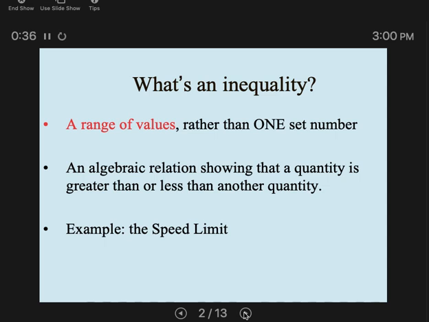An example would be the speed limit. If the speed limit says 70 miles per hour, you don't have to go exactly 70. You can go any speed up to 70. So your speed, x, is anything less than or equal to 70. You are allowed to go 70. You can't go 71, or you could get a ticket.